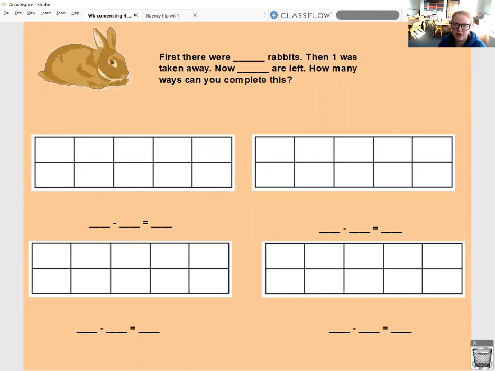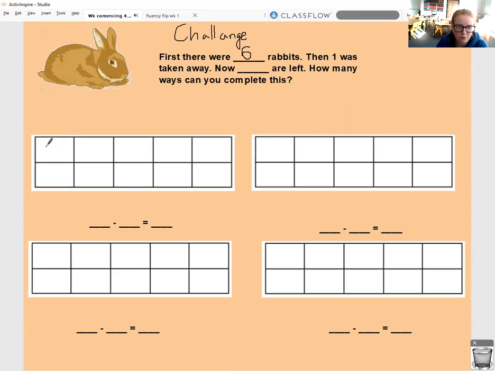Oh, this is a bit of a tricky one for you. A little bit of a challenge, this one. I would like you to start with how many rabbits you think there could be. So I'm going to start with 6 rabbits. First there were 6 rabbits, then 1 was taken away. Now so many are left. How many ways can I complete this?